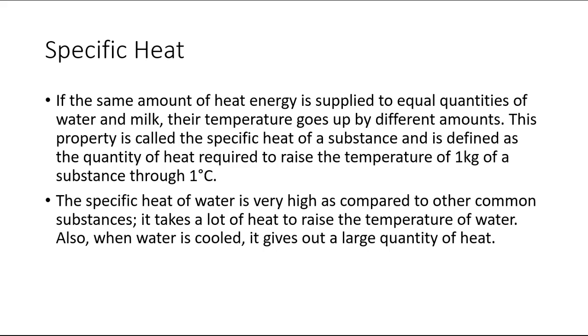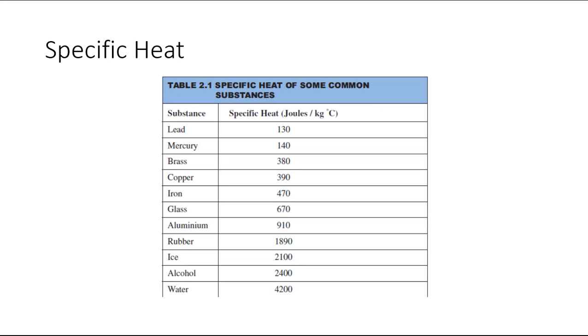It is defined as the quantity of heat required to raise the temperature of 1 kilogram of water or 1 kilogram of any substance through 1 degree Celsius. In this slide, I will show you the different substances and their specific heat. For example, the specific heat of water is equal to 4200 joule per kilogram degree Celsius, and among all the substances, the specific heat of water is very high.